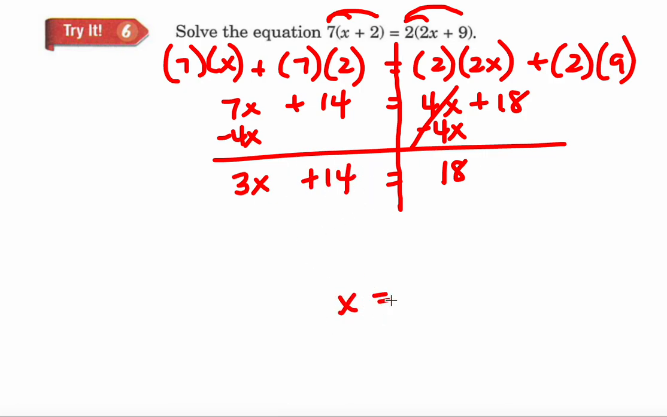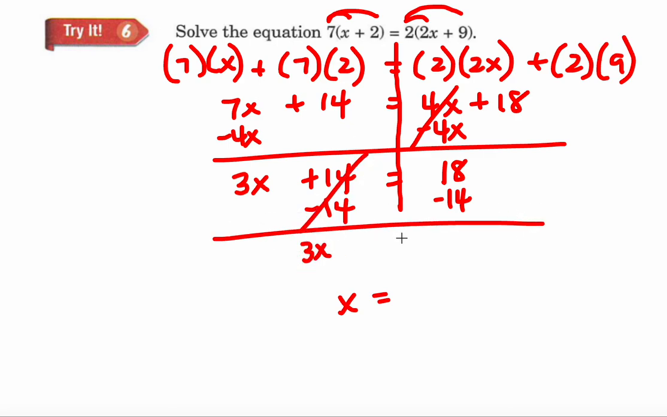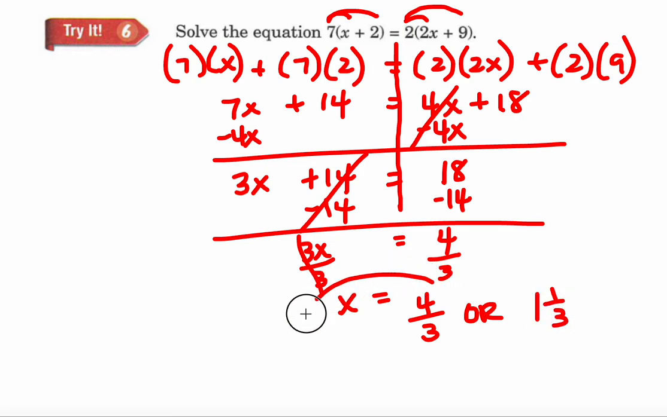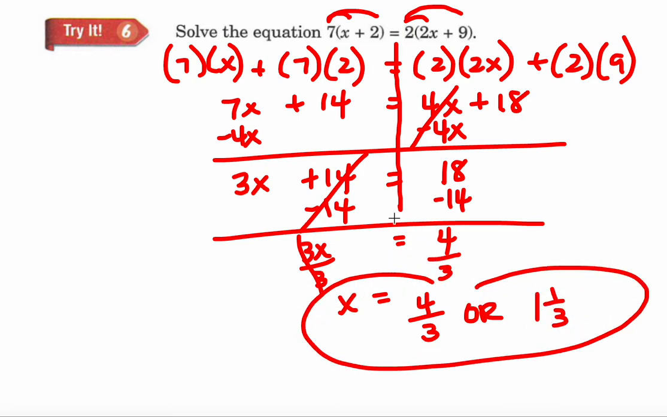Okay, so I'm going to have my x's on the left-hand side. So that means my numbers, my constants, need to be moved over. This is a plus 14, so I need to subtract 14 to cancel that out. I'm left with 3x. 18 minus 14 is 4. And then I have to divide by 3, because this is times 3. So x equals 4 thirds. Another gross answer. Another improper fraction. This is really 1 1/3. So x equals 4 thirds or 1 1/3. Yay, we get to solve that now.